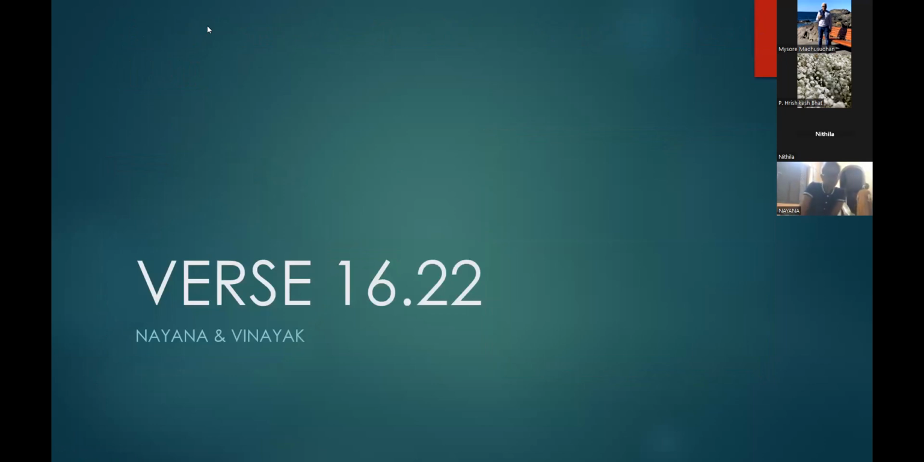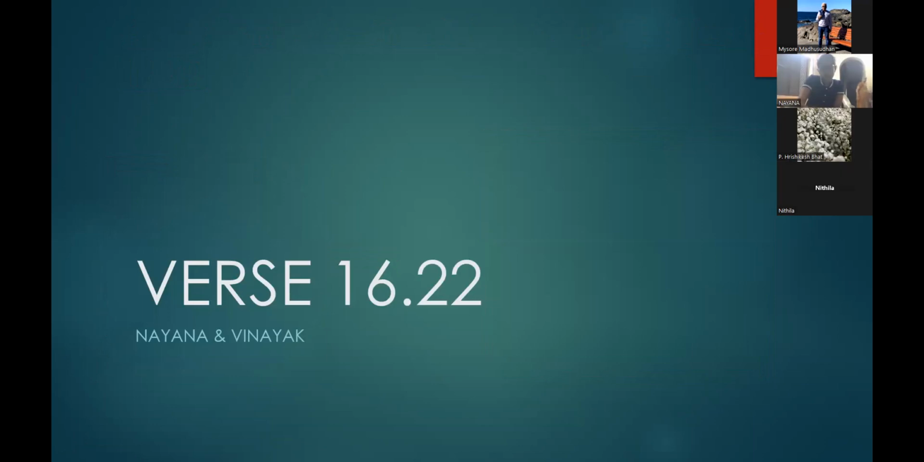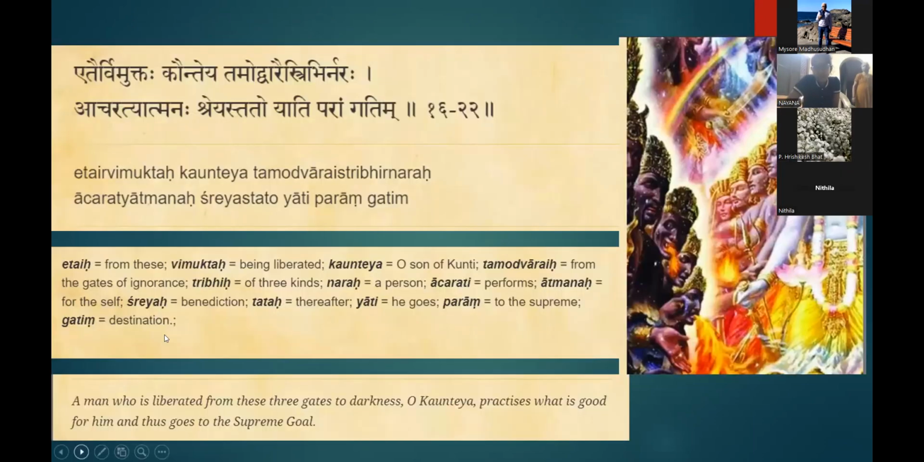Verse 16.22 by Nayana and Vinayak. Is Vinayak there? Nayana, go ahead. Is Vinayak there? Yeah, he's there.